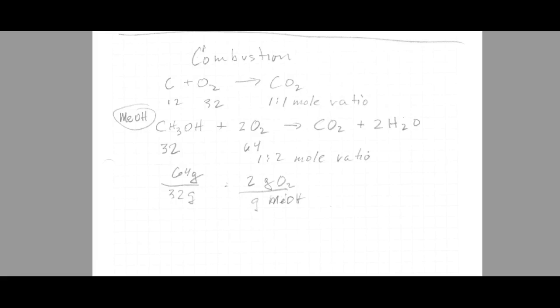For methanol, which will be discussed later, the molecular weight is 32. It takes 2 moles of oxygen, and you get 1 mole of carbon dioxide and 2 moles of water. So that is a 1 to 2 mole ratio. So 64 grams of oxygen for 32 grams of methanol. So that is 2 grams of oxygen per gram of methanol.